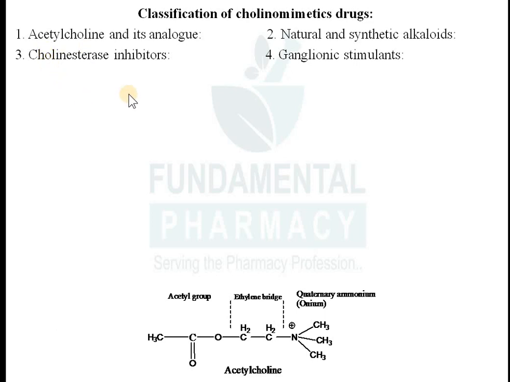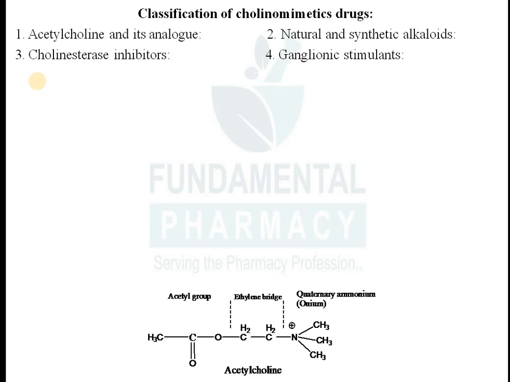So cholinesterase inhibitors means those are the drugs which will inhibit the acetylcholinesterase enzyme, and it will increase acetylcholine. The role of the acetylcholinesterase enzyme is that it will metabolize the acetylcholine. What you have to do is increase the concentration of acetylcholine. So you can inhibit the cholinesterase enzyme. So there are cholinesterase inhibitors.